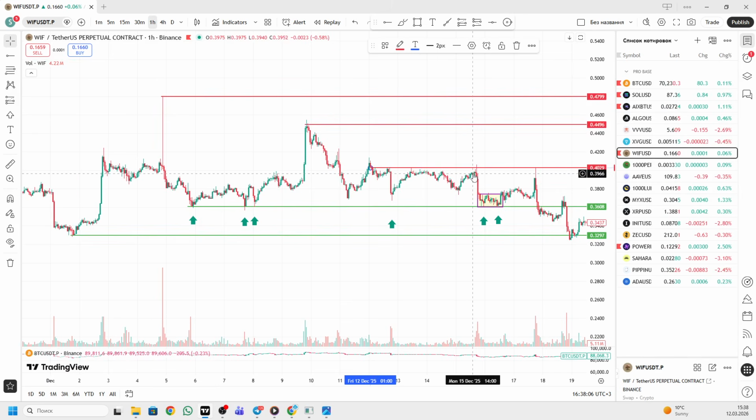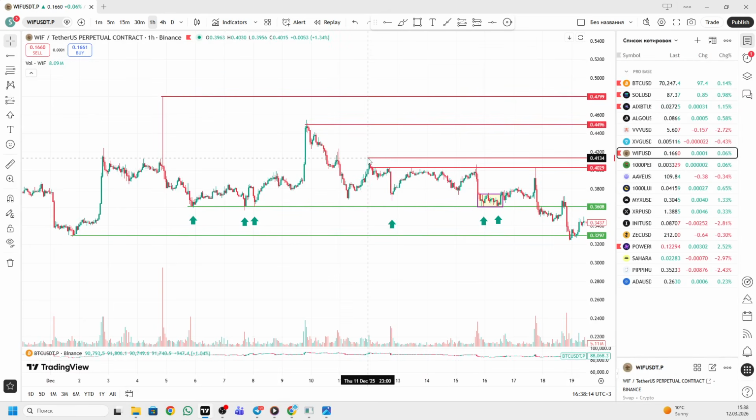Why do we need to balance the level? Because a level is not a point, it is a zone. I want also to put like this, like here. And we have a zone, you see? It is an area where the price operates. So remember this very clearly. A level is always a zone.